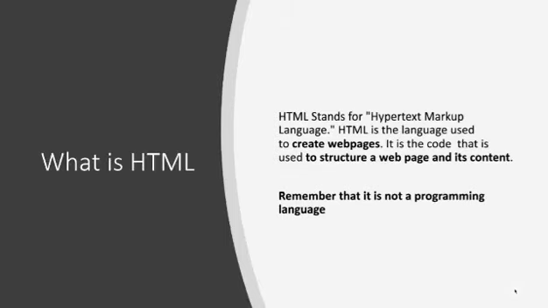So, what is HTML? HTML stands for Hypertext Markup Language. HTML is the language used to create web pages, and it is the code that is used to structure a web page and its content. So, what basically is HTML? As shown in the presentation, it is a markup language, but remember that HTML is not a programming language. If you've thought that HTML is a programming language, you're totally wrong. It's a markup language which is used to display content in a particular website. And if you thought that HTML is hard, then no, it's easy.